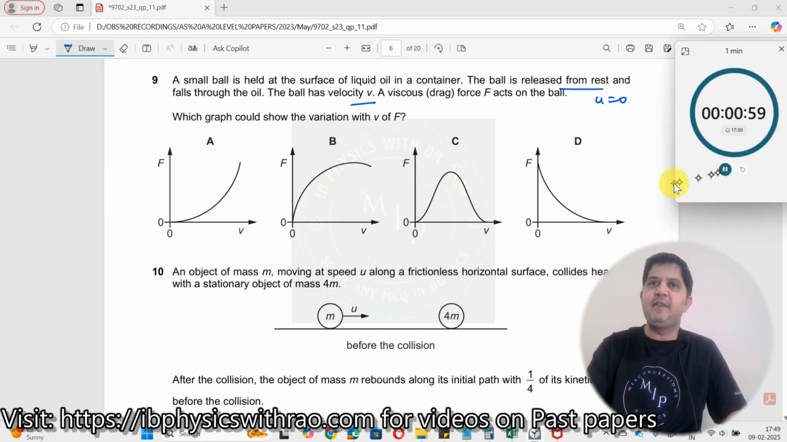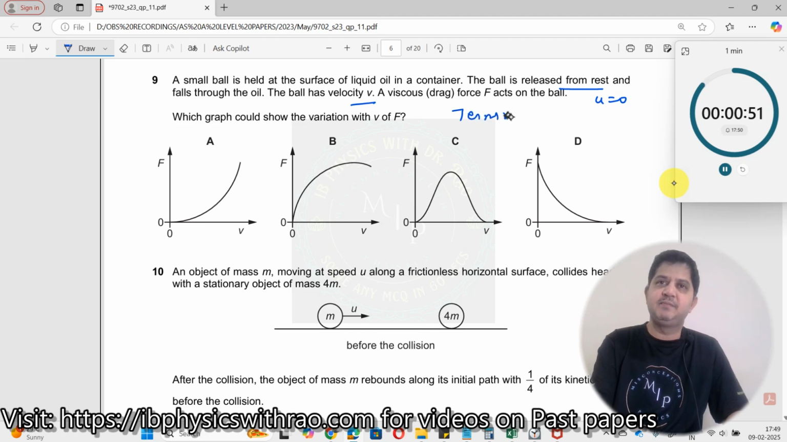Now, usually when we talk about a ball falling into an oil or viscous drag, the first thing that comes to our mind is terminal velocity. And we think, okay, one of these graphs could be the right answer, maybe this is the right answer and so on. But both are incorrect.